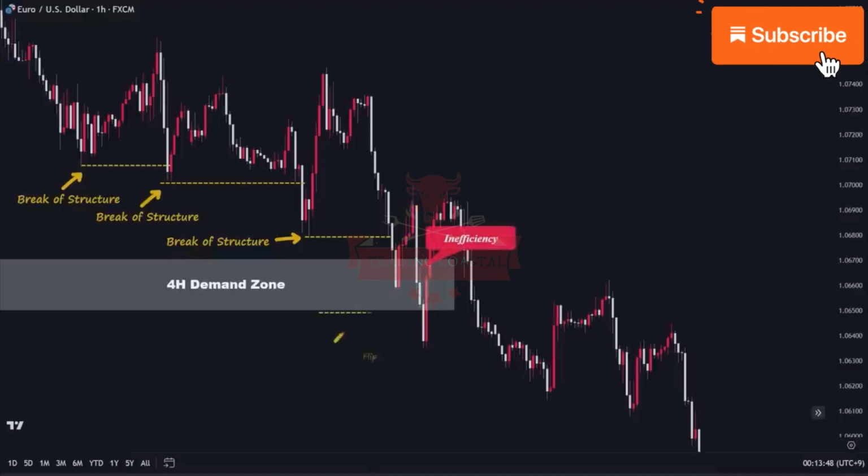This movement causes a flip in the demand zone, indicating a shift in market dynamics and potentially signaling a continuation of the bearish trend. This break of the demand zone indicates a lack of bullish momentum in the market, signaling a shift in control from buyers to sellers.